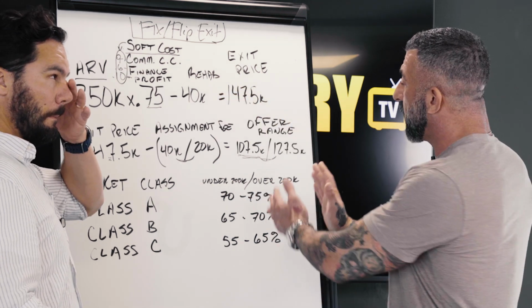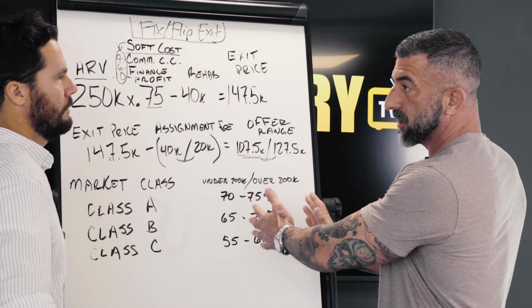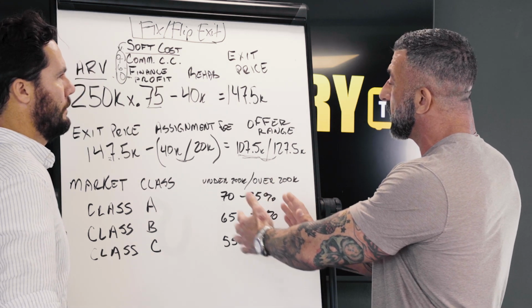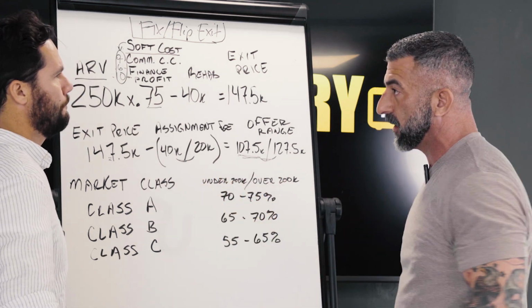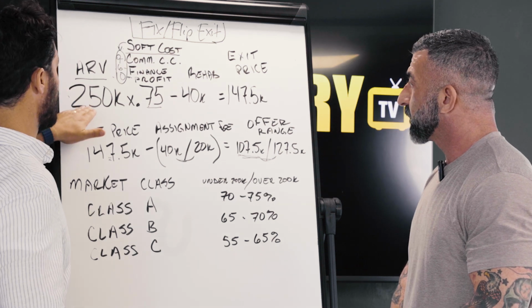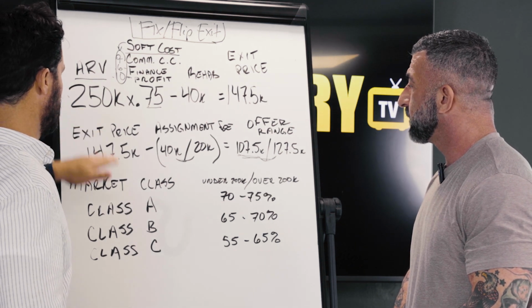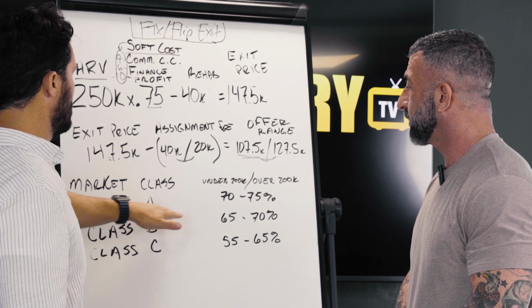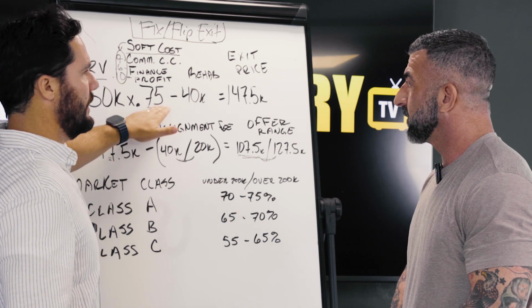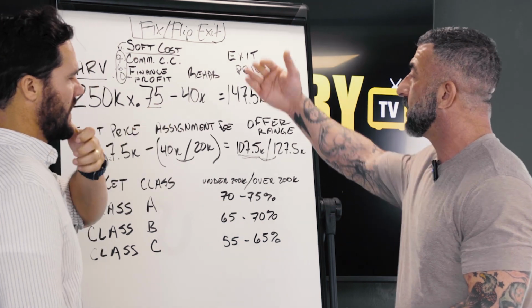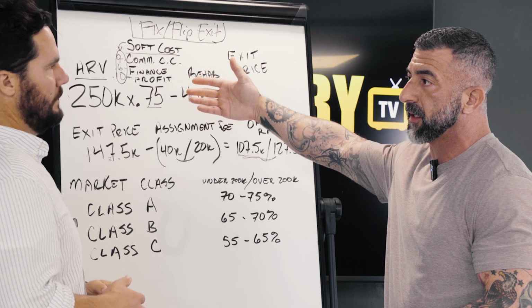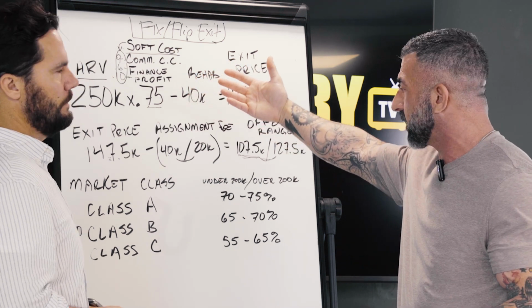So we're either going to leave 25% margins in there for our investor, or we're going to leave 30% in there for our investor. So if this number was 150 and it was in Raleigh, you would be going with 70% instead of 75%. Right, which now leaves 30% gross profit instead of 25% gross profit.